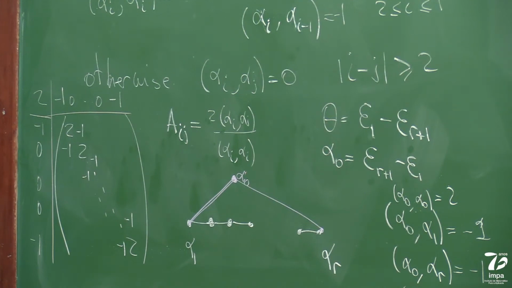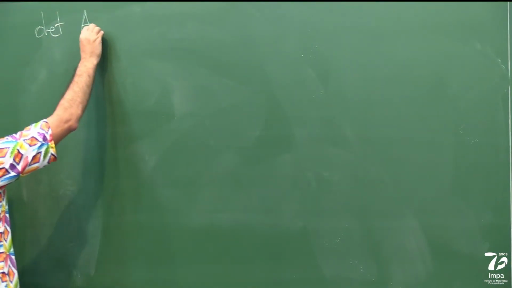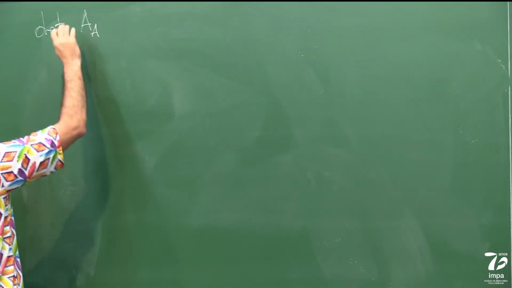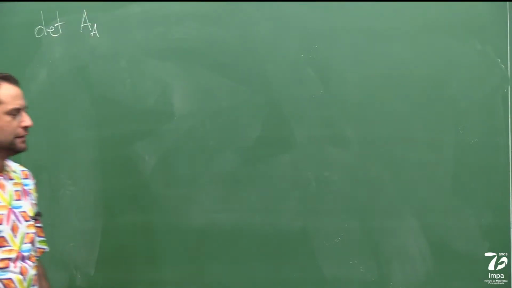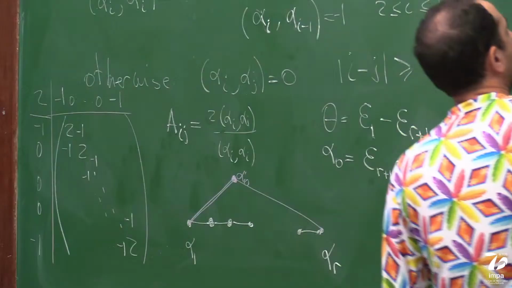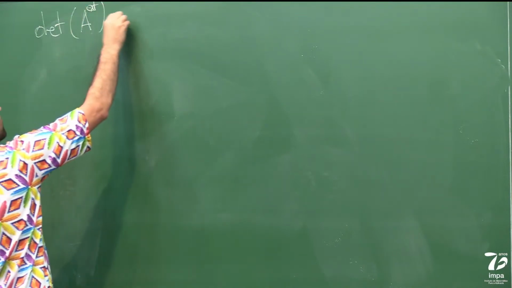Now, a trivial exercise is to check that the determinant of this Cartan matrix, I guess I should use C instead of A, but anyways, for that extended Cartan matrix is equal to 0.